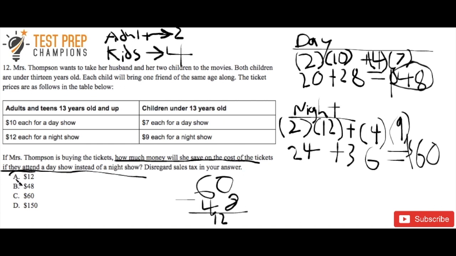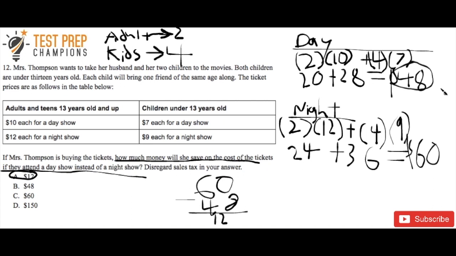All right, and so let's ask, does this make sense? How much money are they going to save on the cost of day shows versus night show? Well, $12, that sounds about right. All right, so hopefully you got this question. Hopefully you see the importance of really zeroing in on what you have to find before you try to jump in and solve the question.